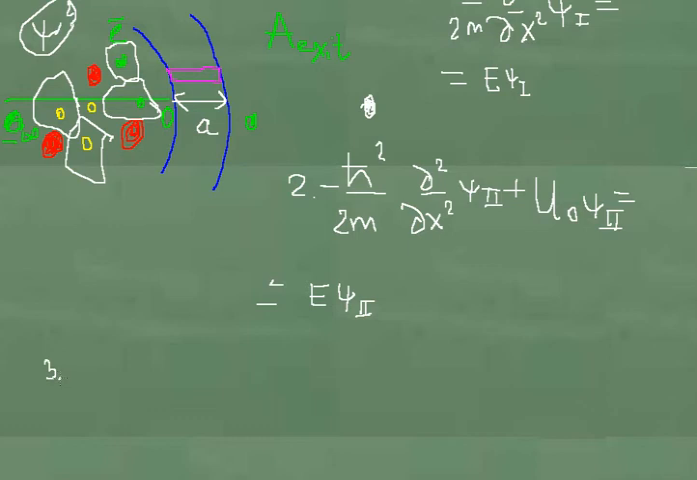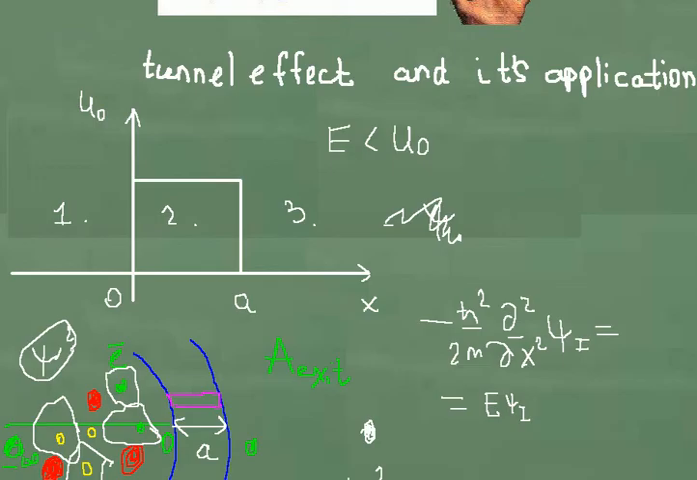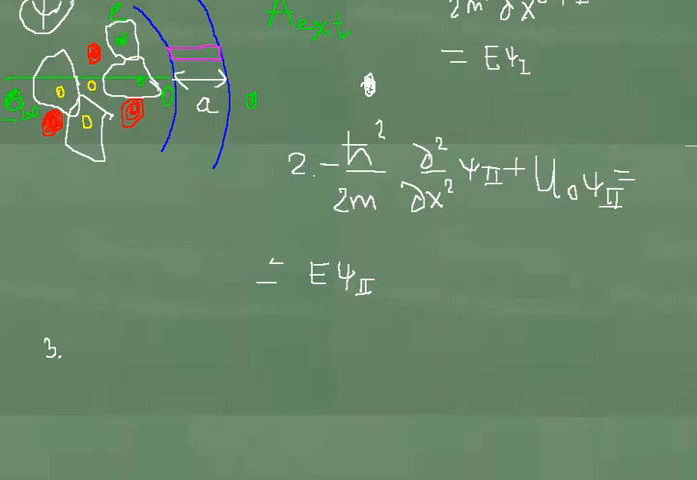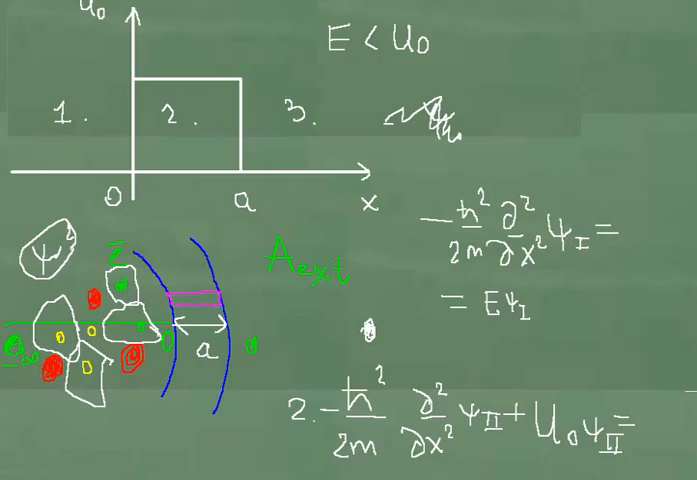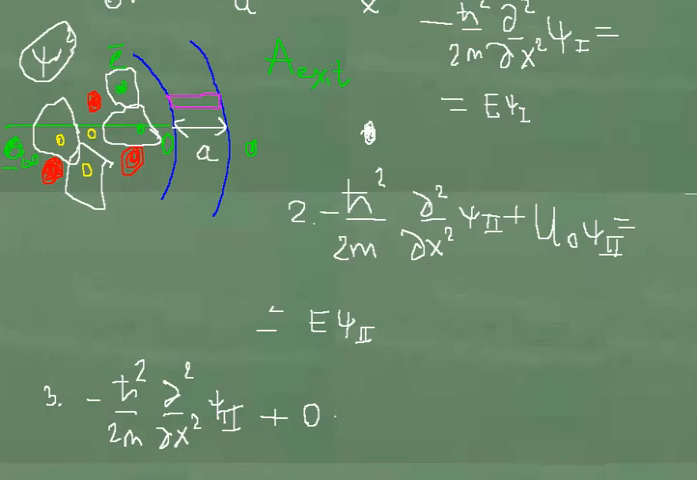And let's write the third equation, for the third area. Okay, and here minus h quadrat over 2m. You can ask me why I write such a type of equation. This is very simple. It's only the Schrödinger equation under stationary conditions. It's not a time-dependent Schrödinger equation, okay? Plus 0 for the potential. There is no field, so it's now a model.